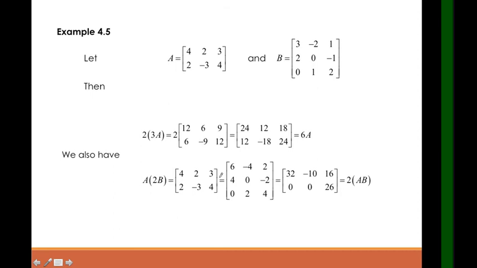This should be a multiplication sign, because we are going to multiply the product of 2B and A. This is 2B. Okay, so we have this one. By doing row times column, we will have 32, negative 10, 16, 0, 0, and 26 as our answer. Similar to A quantity 2B, we can also represent that as 2 quantity AB.